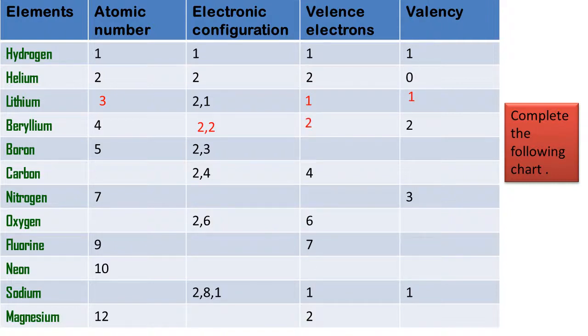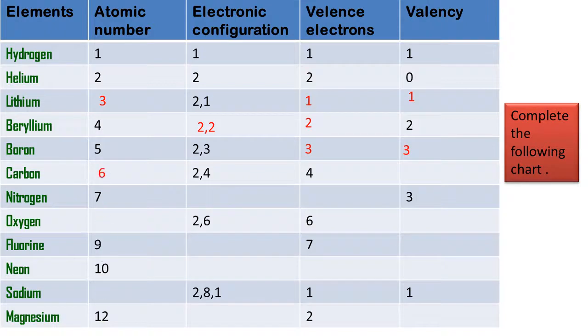And what is this valence electron? The electrons which are there in the last shell, and valency is also 2. In boron, atomic number is 5, electronic configuration will be 2, 3, and valence electrons 3. In the last shell 3 electrons are there and valency will be 3.